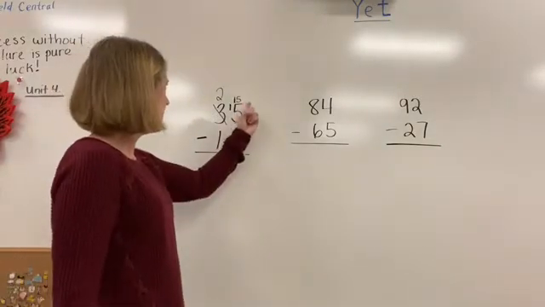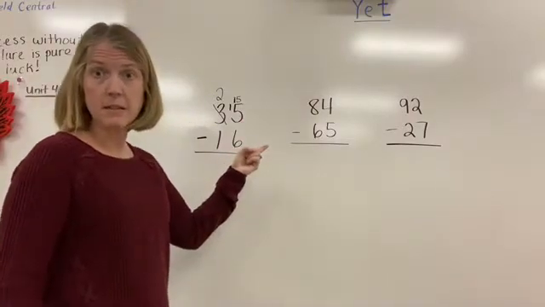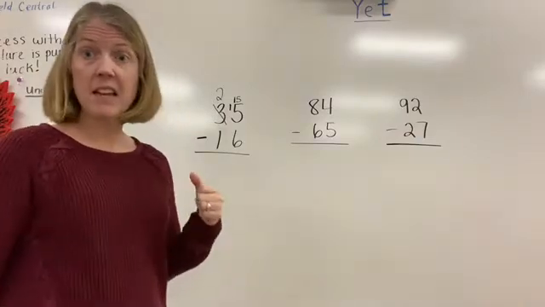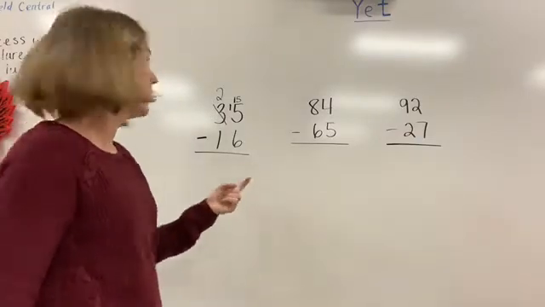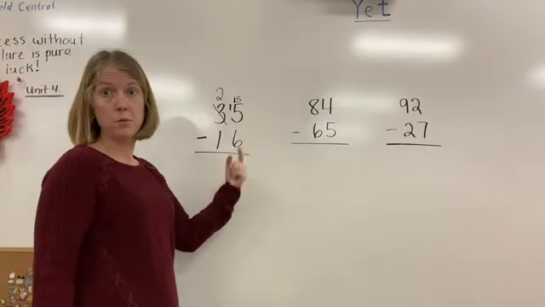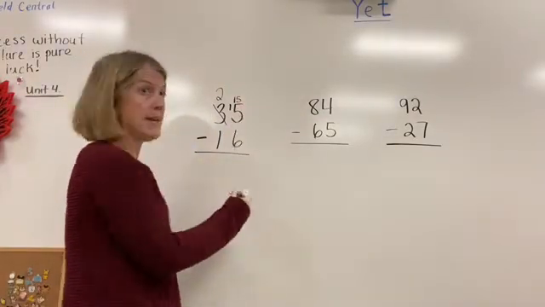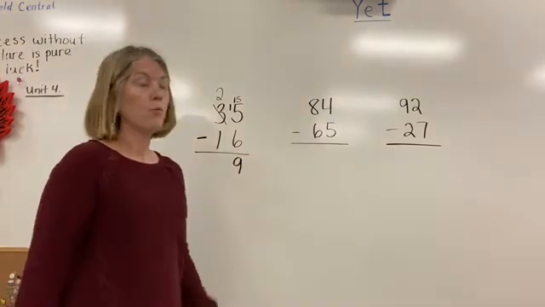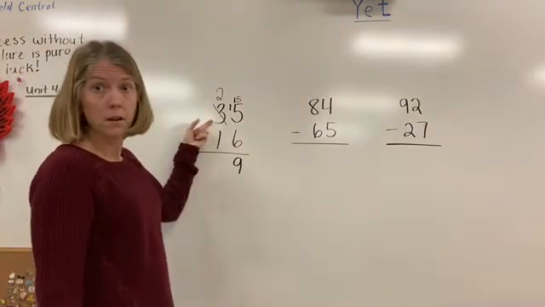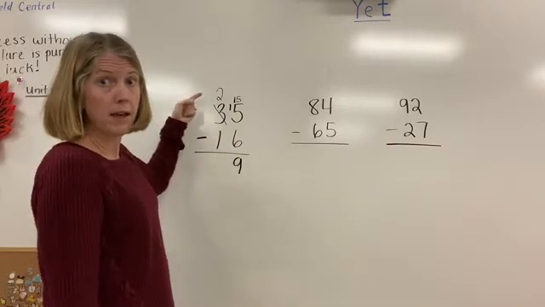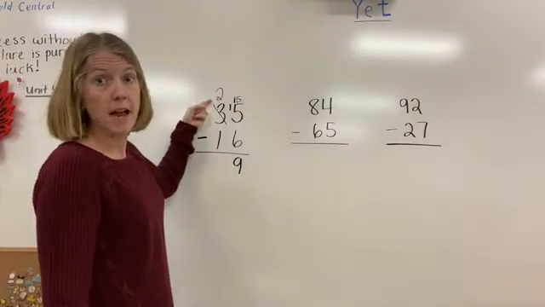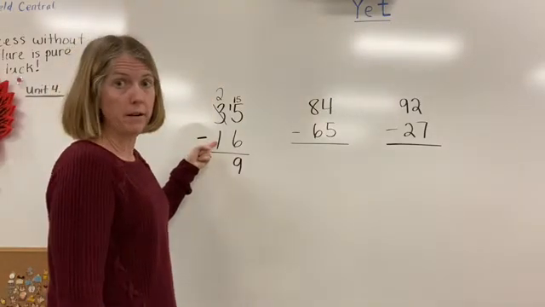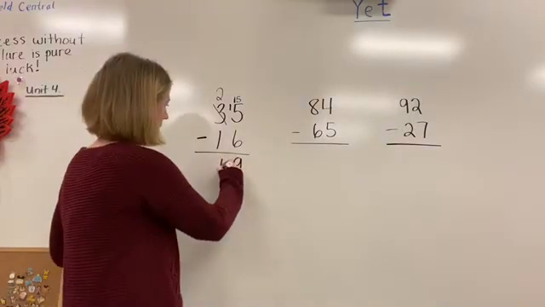Now, I have 15 minus 6. Is that a problem I can do? Absolutely, that's a basic addition and subtraction fact, a fact family. I know that 9 goes with 15 and 6. So 15 take away 6 is 9. When I come next door, I'm going to remember that this is now a 2. This is now 20, 2 tens. And I'm going to say 2 minus 1, and that's easy, is 1.